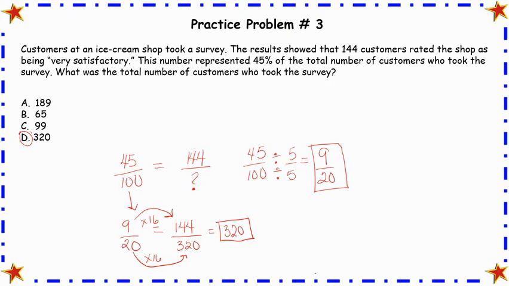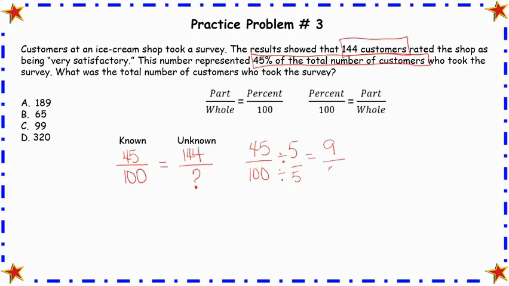I will get a 9. And when I divide the denominator by 5, I will get the number 20. So this tells me that 45 hundredths is also equal to 9 twentieths. This is the fraction that I'm going to use to help me solve this problem just a little bit easier.